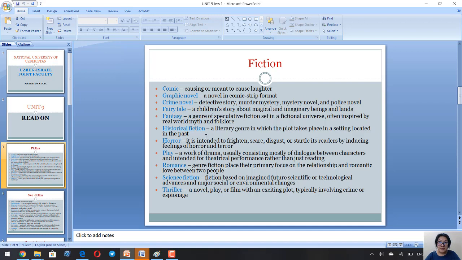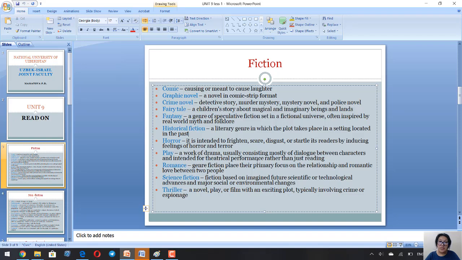Historical fiction, a literary genre in which the plot takes place in a setting located in the past. Here we can find history of countries. The next is horror. It is intended to frighten, scare, disgust, or startle its readers by inducing feelings of horror and terror. All stories in this literature are intended to frighten.